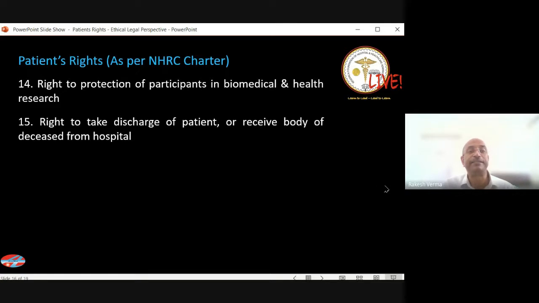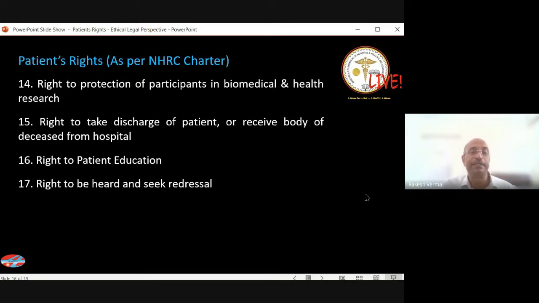Right to take discharge of patients or receive the body of a deceased from the hospital. So you can't hold a patient or hold a body for want of non-clearance of your bills. Right to patient education, and right to be heard and seek redressal. So these are 17 rights.